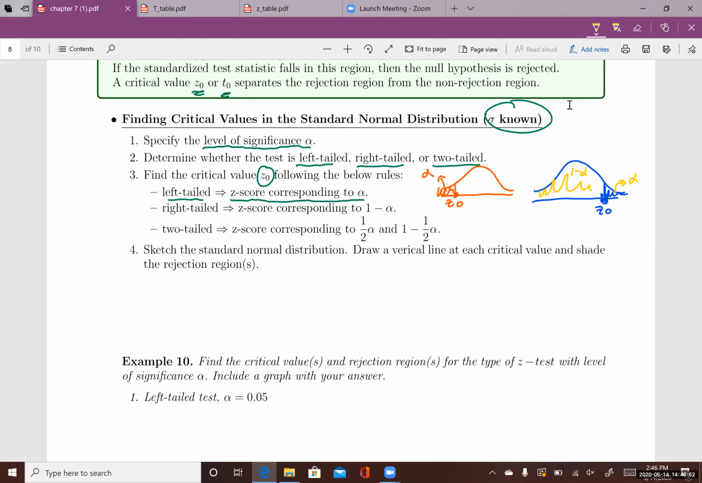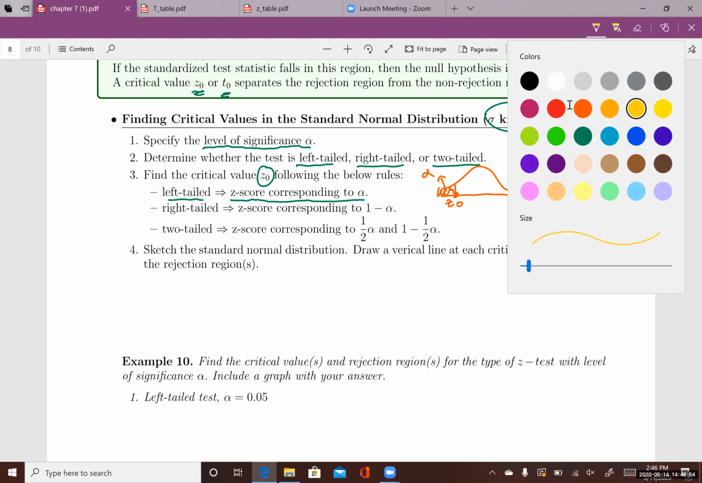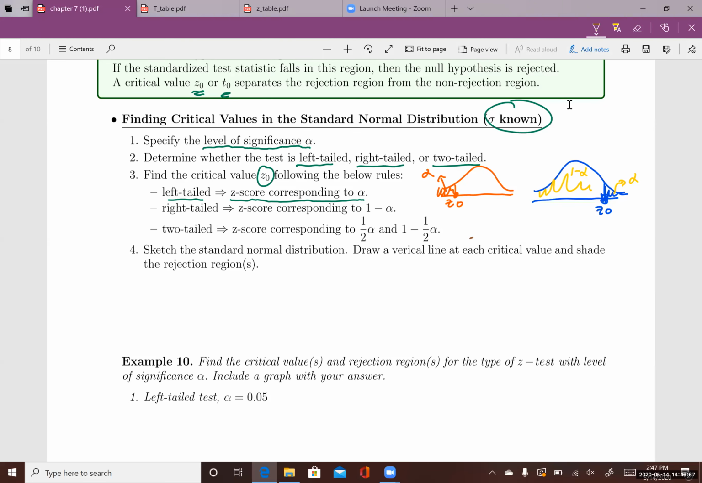If you have a two-tailed test, then the critical value Z0 will correspond to 1/2 of alpha.